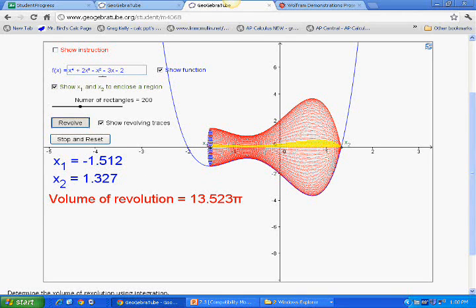When we integrate that, pi r squared is going to be the value of my function, all squared, and the volume of revolution is going to be 13.523 pi. And so that is about how much that vase will hold.